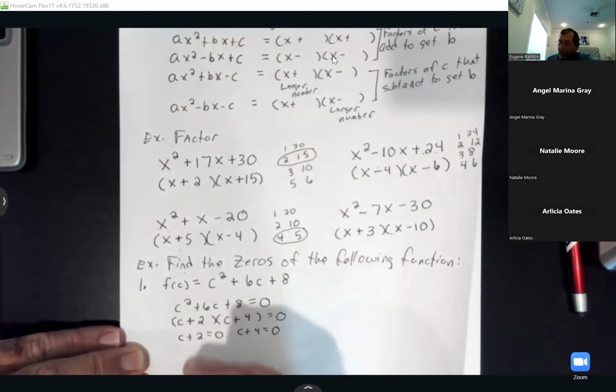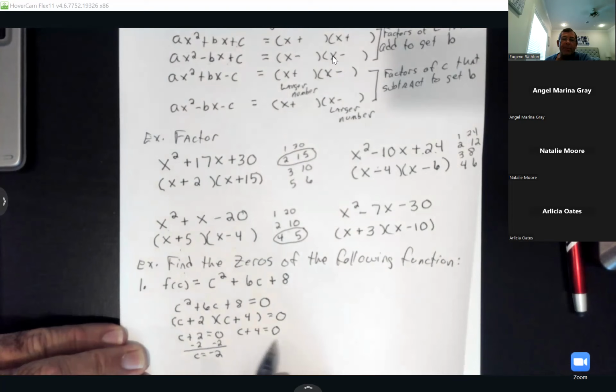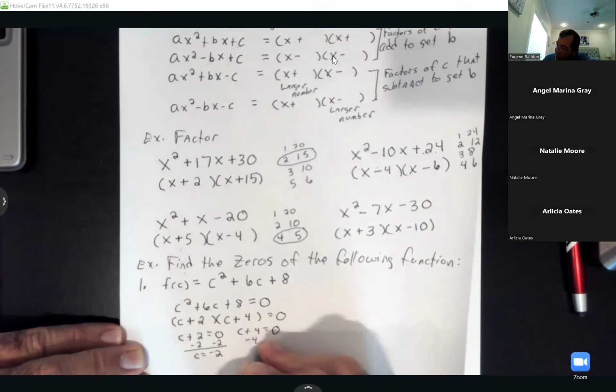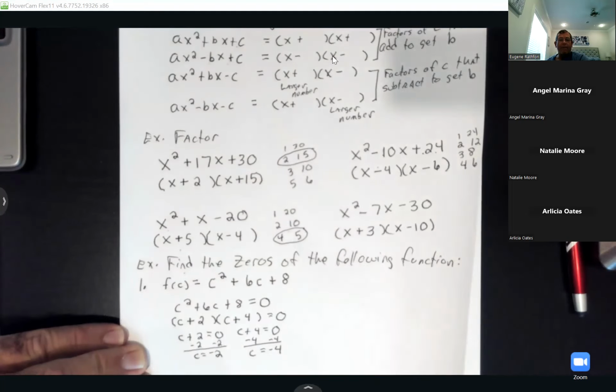C plus 2 equals 0. I'm going to subtract 2 from both sides, and I get c is negative 2. Second equation, c plus 4 equals 0. I'm going to subtract 4, and I get c equals negative 4.